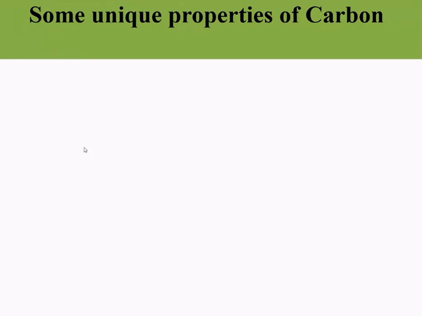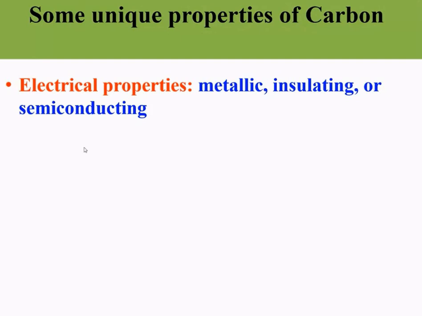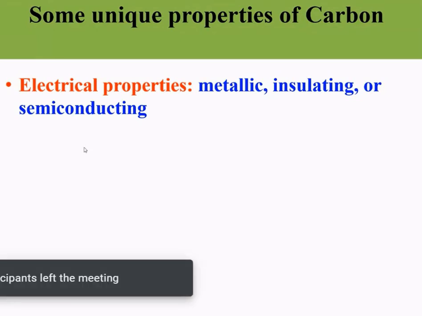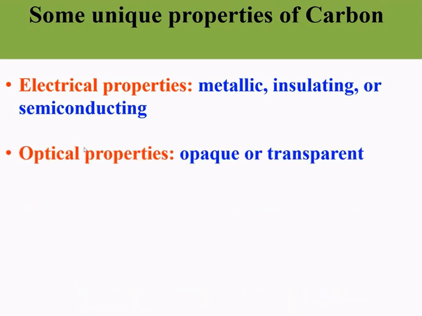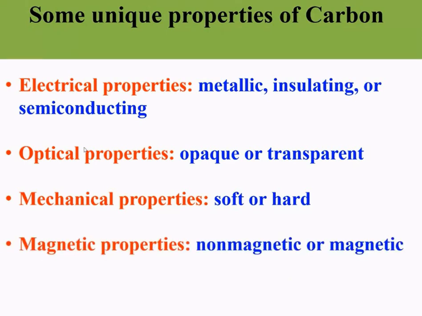And the unique properties of carbon: if you look at electrical properties, it can be metallic, insulating, or semiconducting, just by the way the carbon atoms are arranged. Nothing else but only carbon. The optical properties, as I said, can be either opaque, like graphite, or transparent, like diamond. Its mechanical properties can be soft, as in graphite, or hard, as in diamond. The carbon can also be magnetic or not magnetic.